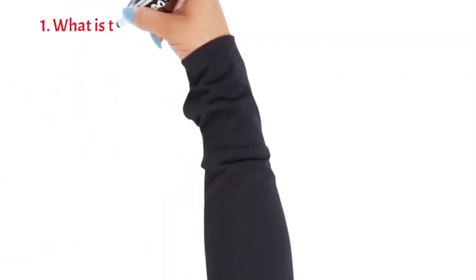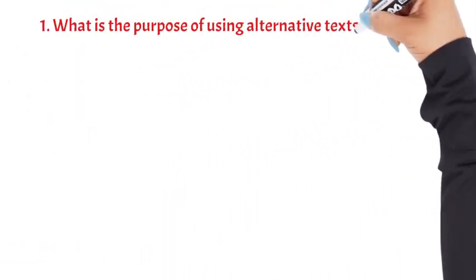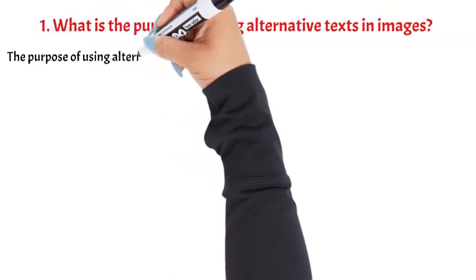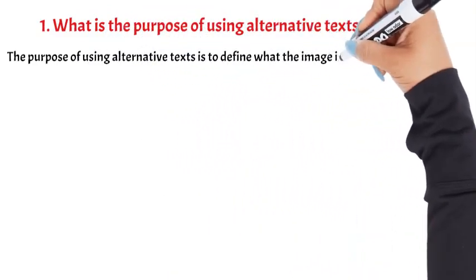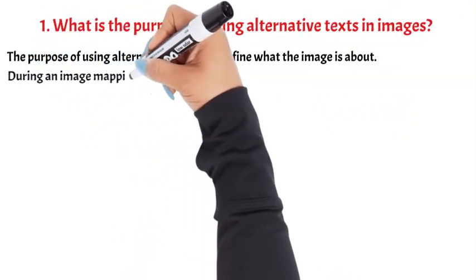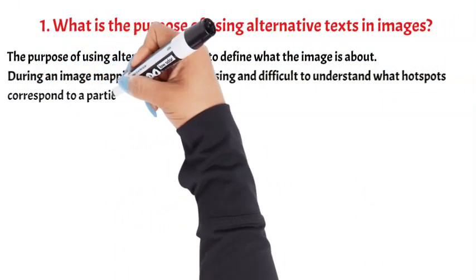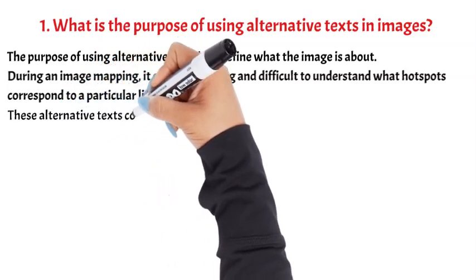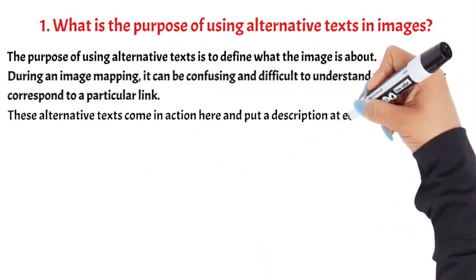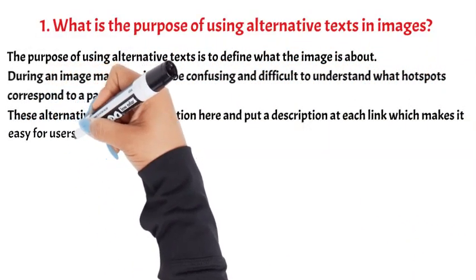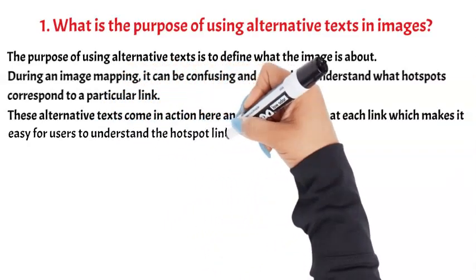1. What is the purpose of using alternative texts in images? The purpose of using alternative texts is to define what the image is about. During an image mapping, it can be confusing and difficult to understand what hotspots correspond to a particular link. These alternative texts come into action here and put a description at each link, which makes it easy for users to understand the hotspot links easily.